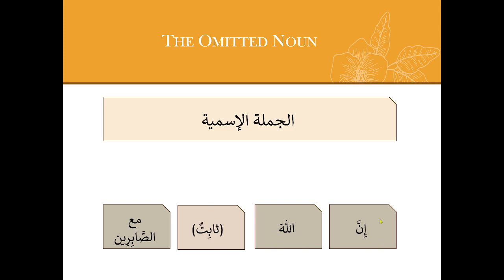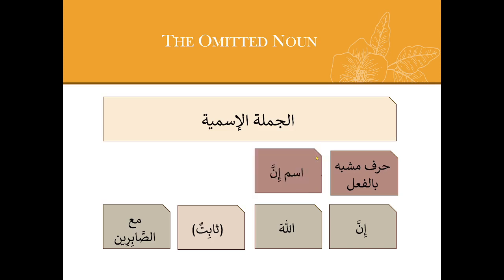Why? Because inna has its isim and it also has a khabar. So where did the khabar go when we only have ma'as sabir, which is a shibh jumlah in the form of jar wa majrur? Here we have our mushabbah bi fi'il, inna, isim inna, khabar inna. This is the tarkib, not the irab. This is how the sentence is built.